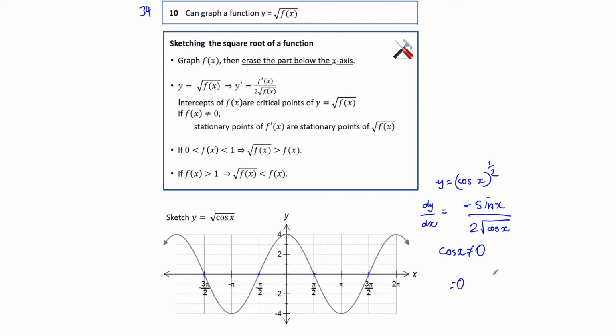The derivative equals 0 when sin x equals 0, which is, think about sin x, it's 0 there, it's 0 there. And of course it's 0 there. Okay, so finally, dy/dx is undefined when cos x equals 0.